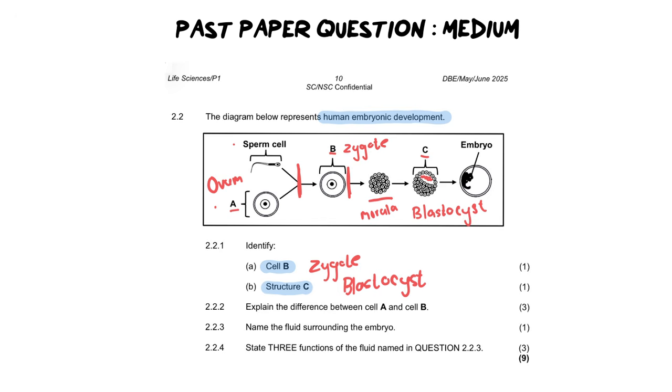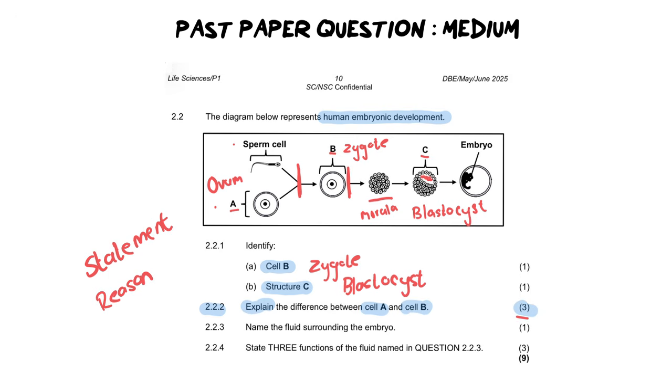Now we move on to question 2.2, and this is actually the question that I think a lot of top pupils would make a mistake in, or they wouldn't know how to get the third mark. And you'll see now why I say what I say. It says explain the difference between cell A and cell B. Now remember, explain often requires a statement and it requires a reason. Now this is interesting because it's out of 3.